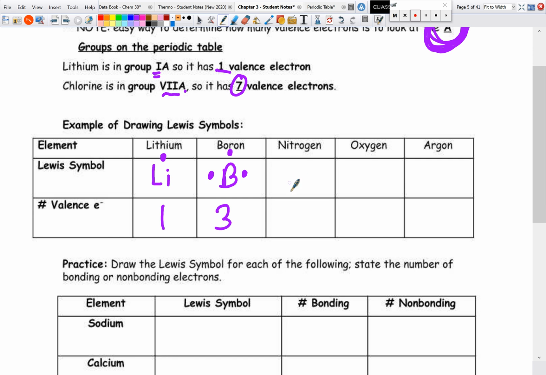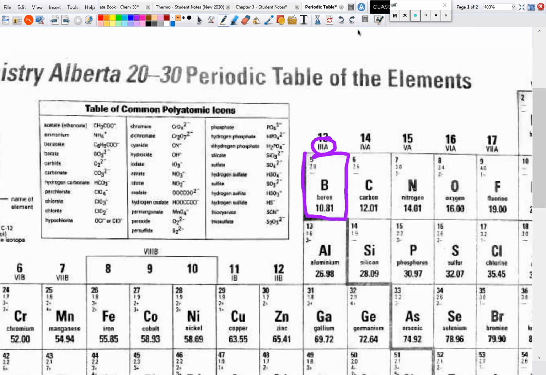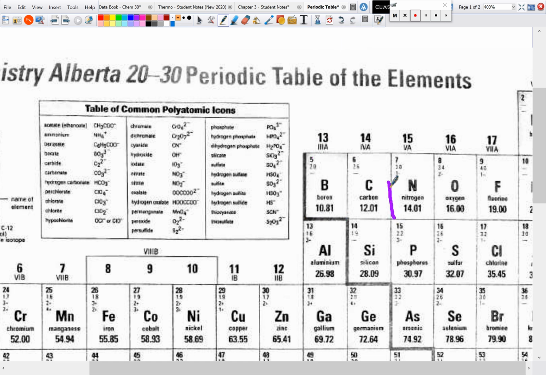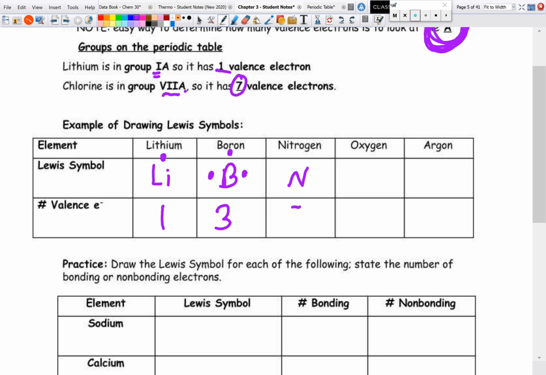Let's try nitrogen. Symbol is N. Let's find nitrogen on our periodic table, which is right here. So nitrogen is in group 5A. Remember, V is 5. So it has 5 electrons. Now when I start filling in my symbols, I'm going to choose one side. 1, 2, 3, 4. Okay, so I filled all my orbitals. So all my orbitals are half filled, and I still need one more electron. So now I start pairing, and I can pair up my last one anywhere. So I can just pair it here if I want to. Boom. So we have paired electrons. So this is my lone pair. We got 1, 2, 3 bonding electrons here.